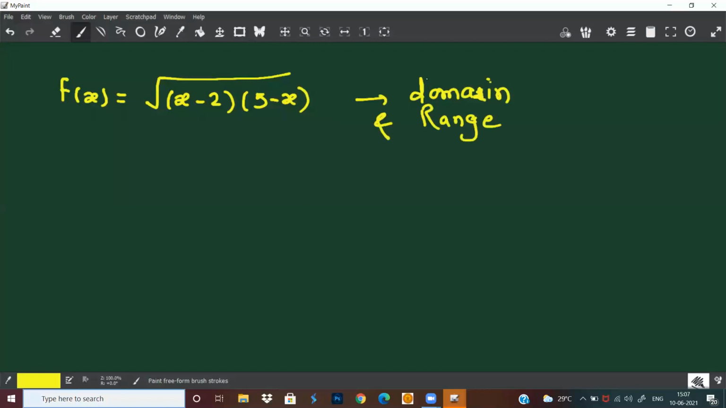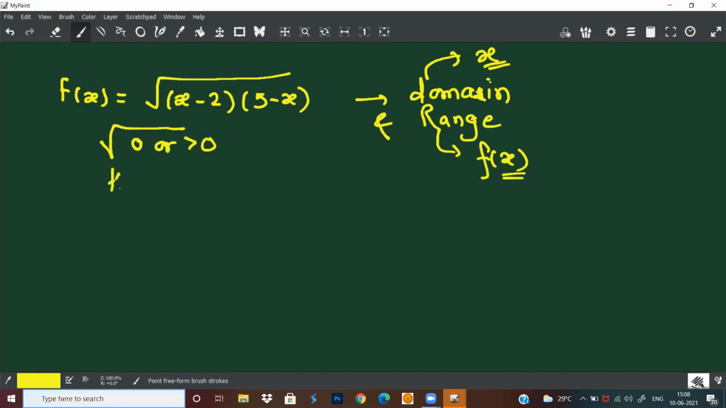Now, obviously, domain means you will find the values of x and the corresponding values of f of x, or y. They will give you the range of the given function. Now, we have seen that inside the square root, 0 can also work or greater than 0 can also work. Then the square root of that f of x value is going to be real.